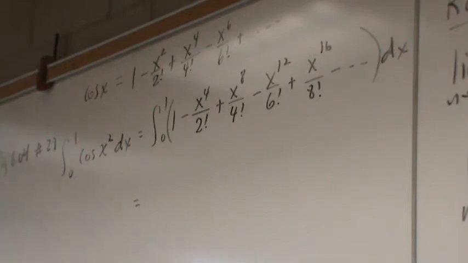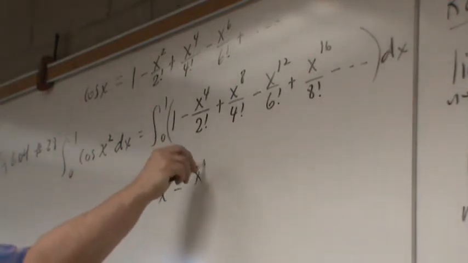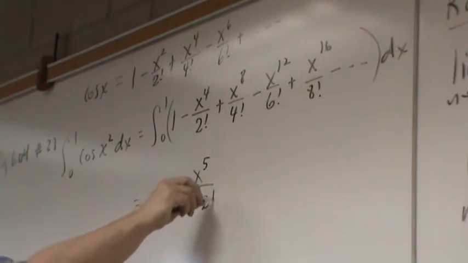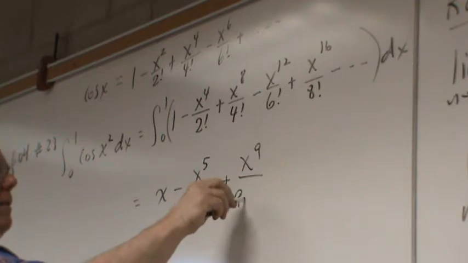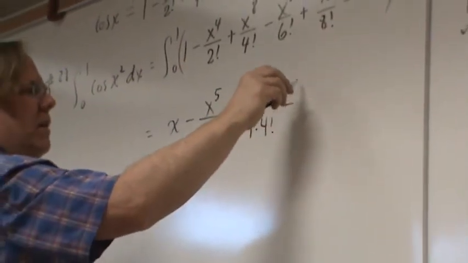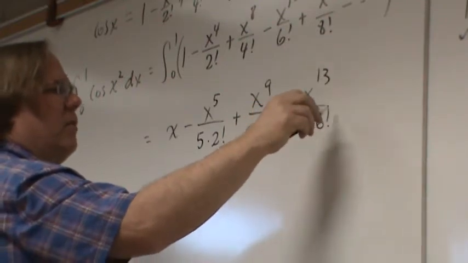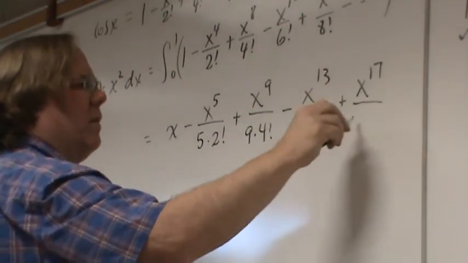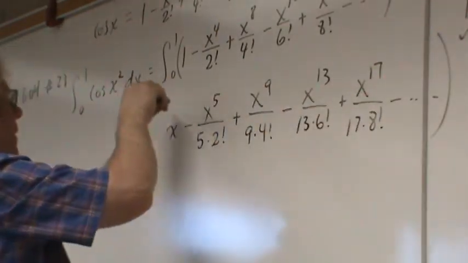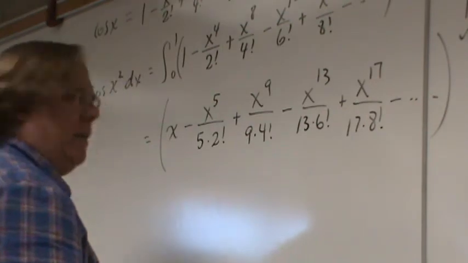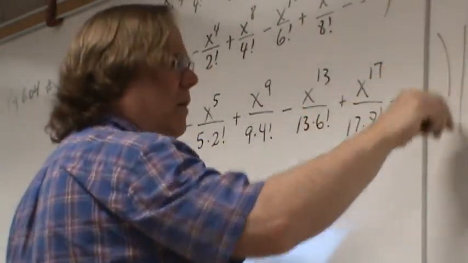Okay, then let's go ahead and take the antiderivative. Antiderivative of 1 is x. Antiderivative of this guy is x to the 5th over 5 times 2 factorial. Antiderivative of that guy is x to the 9th over 9 times 4 factorial. X to the 13th over, what is that, 13 times 6 factorial. And this thing is going to be evaluated from 0 to 1.